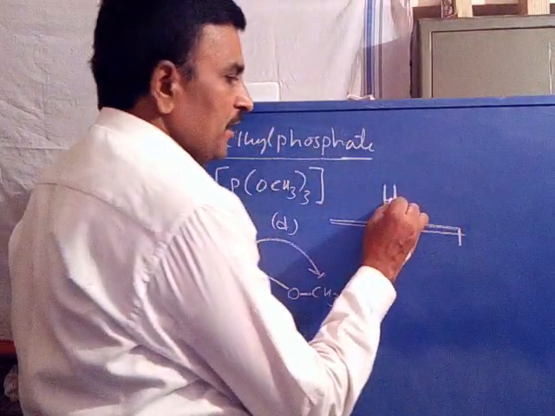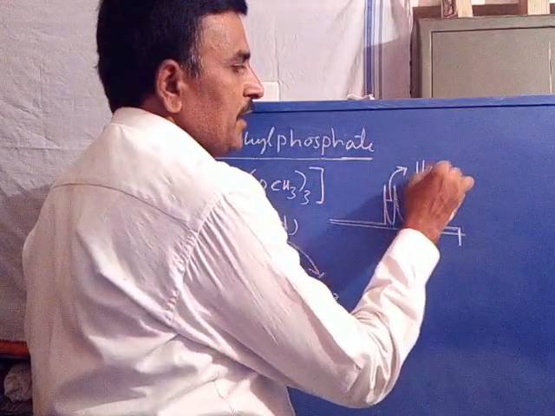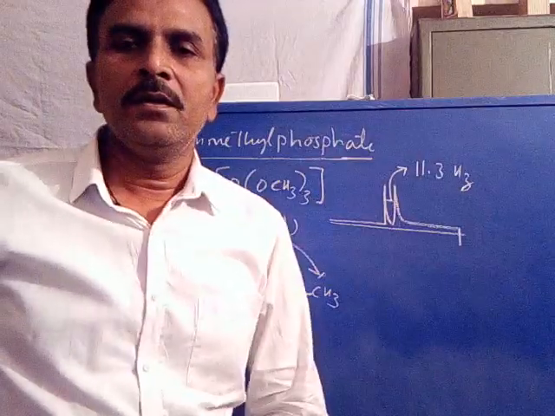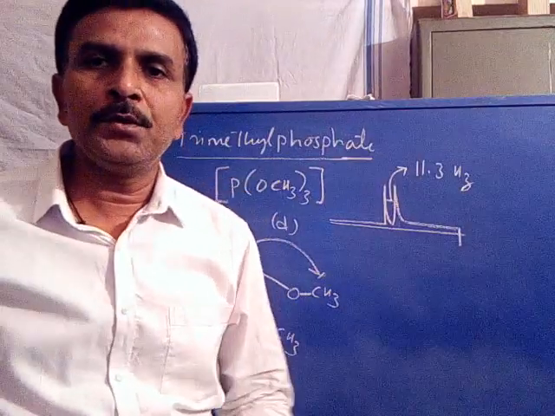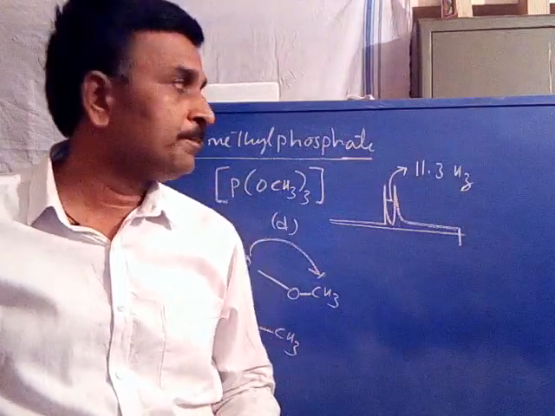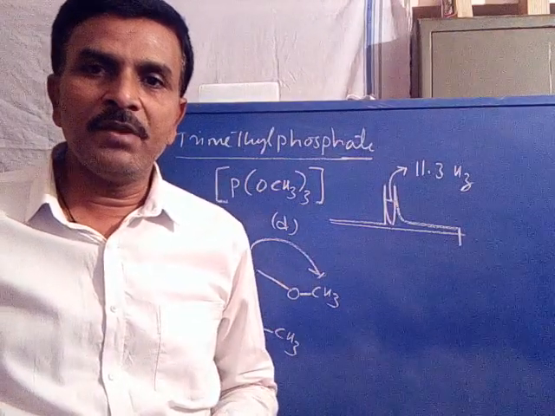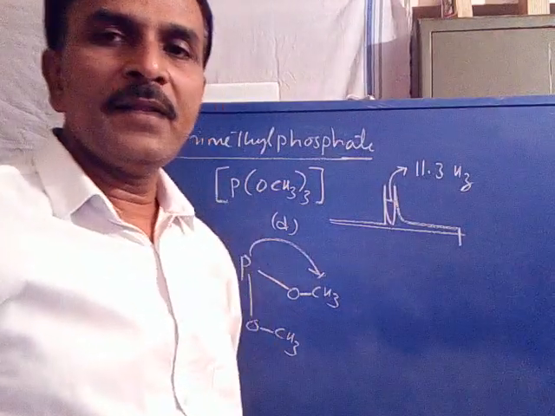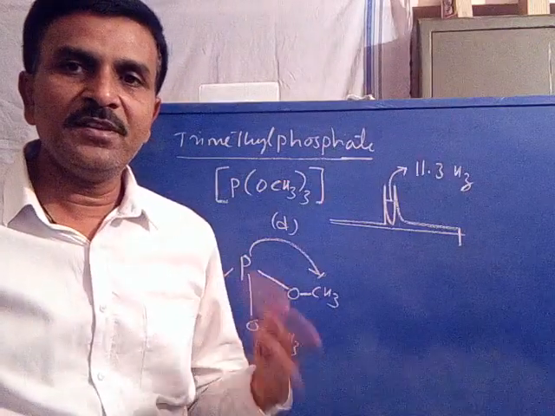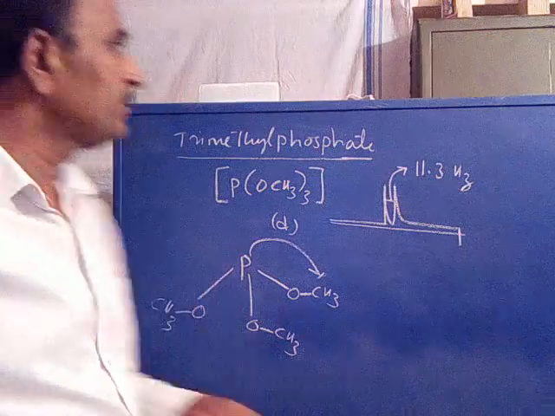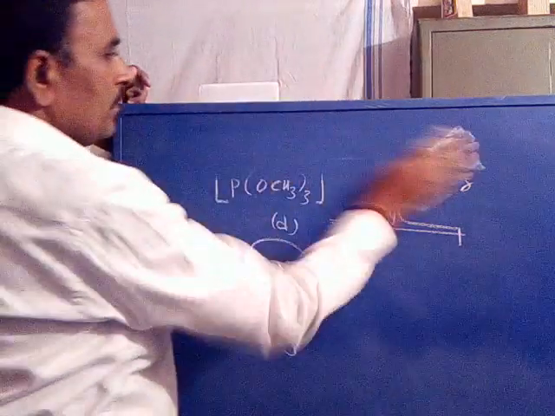With a coupling constant of the doublet of 11.3 Hz. In trimethyl phosphate, a doublet signal appears due to coupling with the methyl protons, and the coupling constant in the doublet corresponds to 11.3 Hz. So this is about trimethyl phosphate.